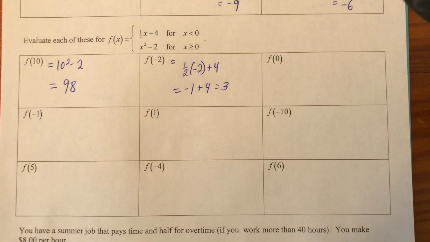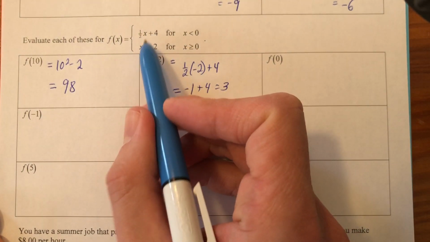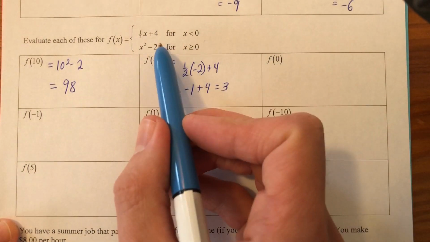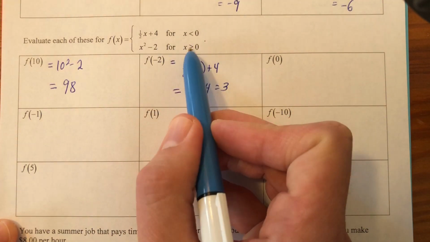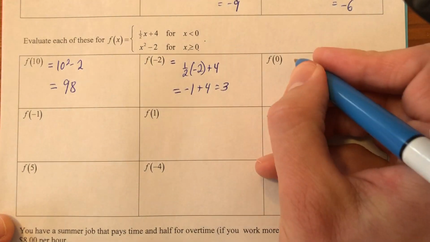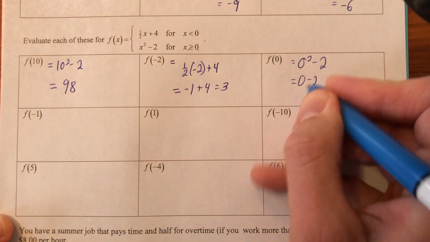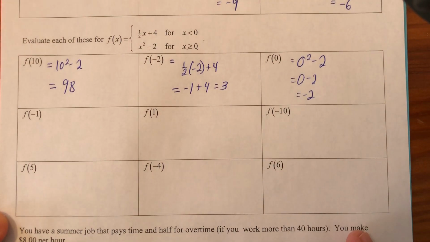Okay, so basically, again, all we have to do is figure out which one of these it works for, and we plug it in. So 0. 0 is not less than 0. 0 is not greater than 0, but it is equal to 0. So we'll use this one. So we're going to have 0 squared minus 2. 0 squared is 0, so it gives me negative 2.